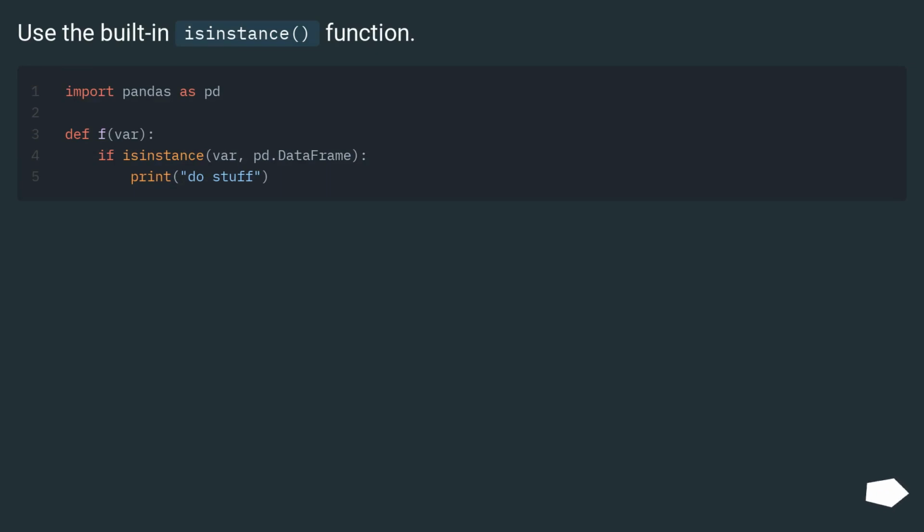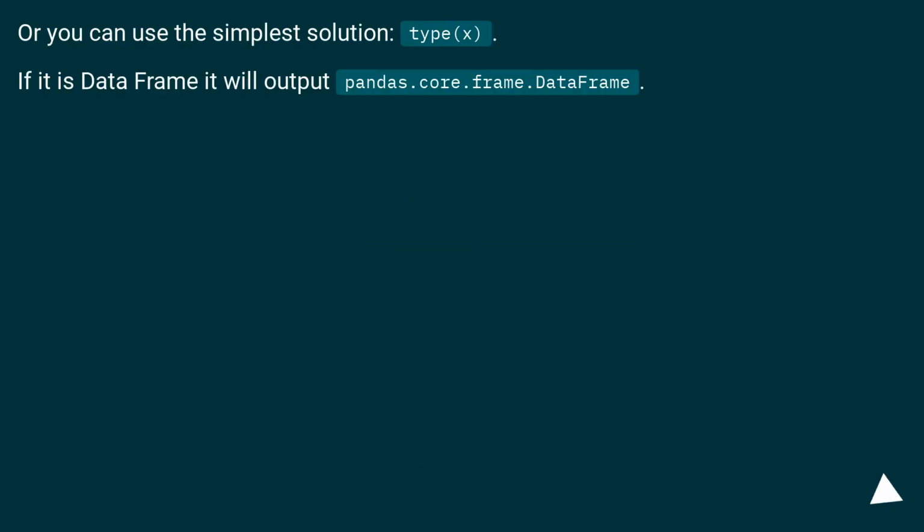Use the built-in isinstance function. Or you can use the simplest solution, type(x). If it is a dataframe, it will output pandas.core.frame.DataFrame.